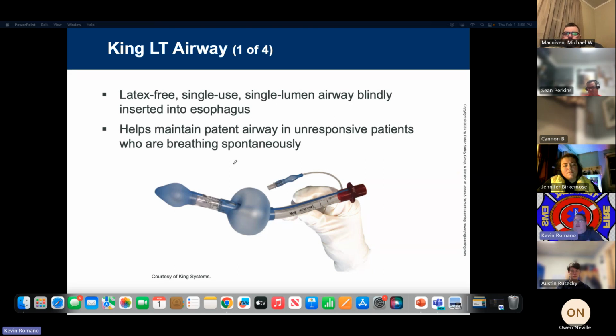Right? It's latex free. It's single use. Please don't take it out, clean it off, and put it back in your bag. Right? It is done after you put it in someone's mouth. Single lumen airway blindly inserted into the esophagus.